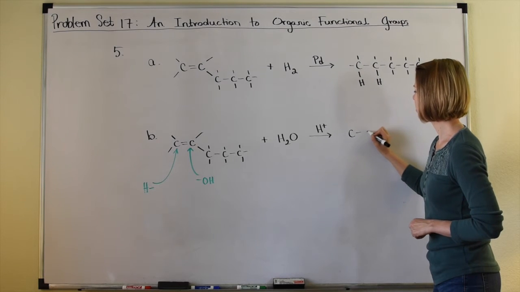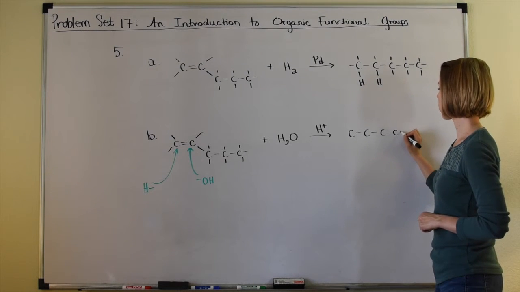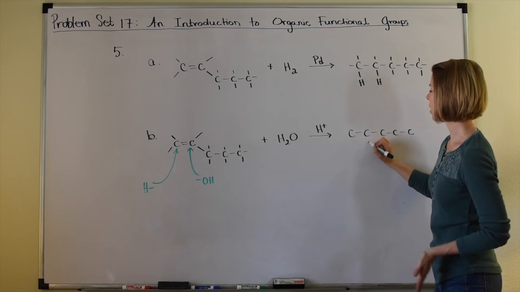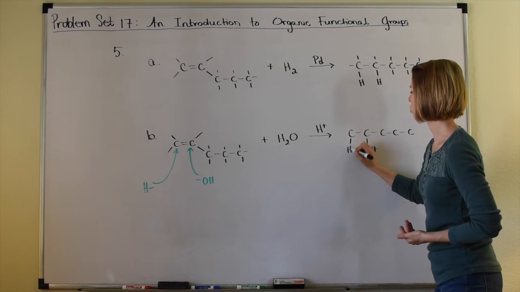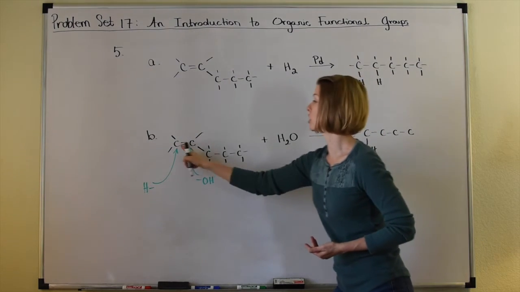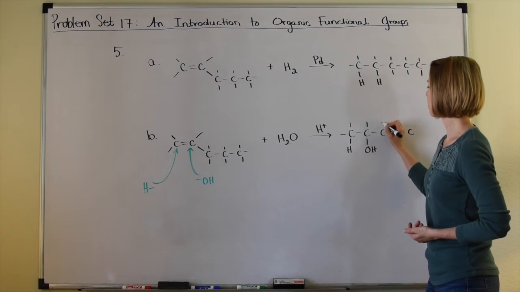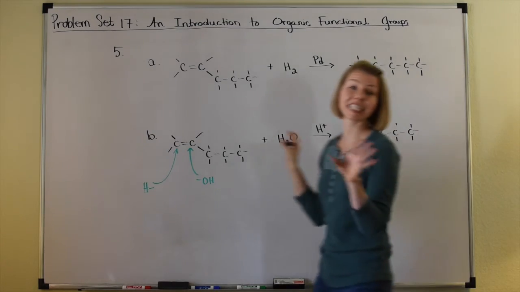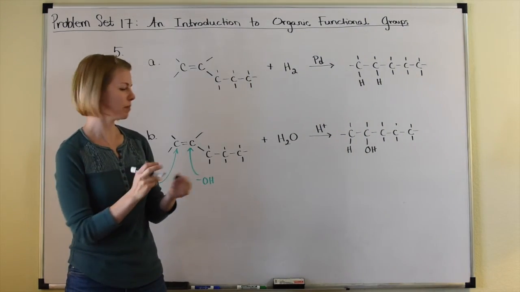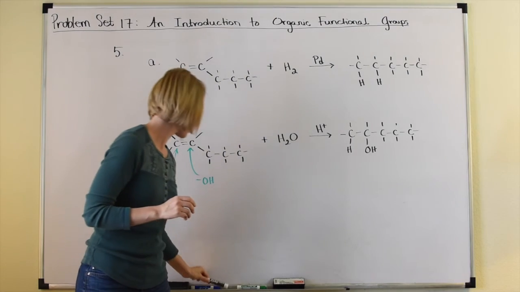So 1, 2, 3, 4, 5. Doesn't matter if you put the alcohol down or up. I'm just going to put it down here. And I'll draw in the hydrogen that added as well. And then I'll just draw lines to all my other hydrogen, just to make it a little faster.